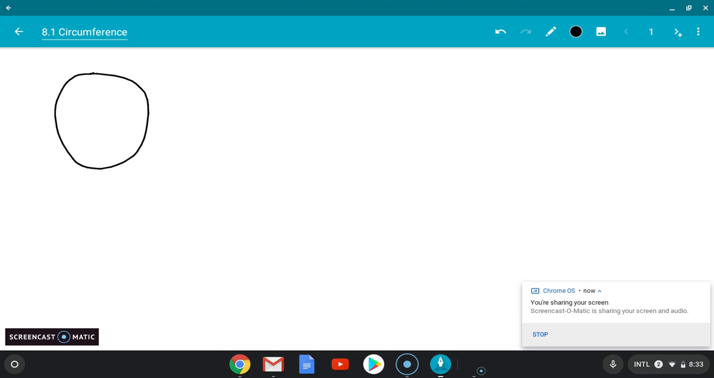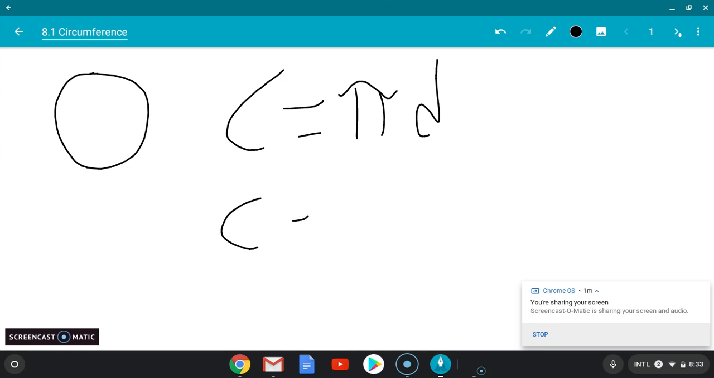All right. So there's two formulas for circumference. The first is C equals pi times D. D is the diameter, which would be the distance across the circle. The next one is C equals 2 pi r. R is the distance from the middle of the circle to the outside. So it's half of the diameter. That's why in this formula you have to multiply it by 2 because you have to double it.